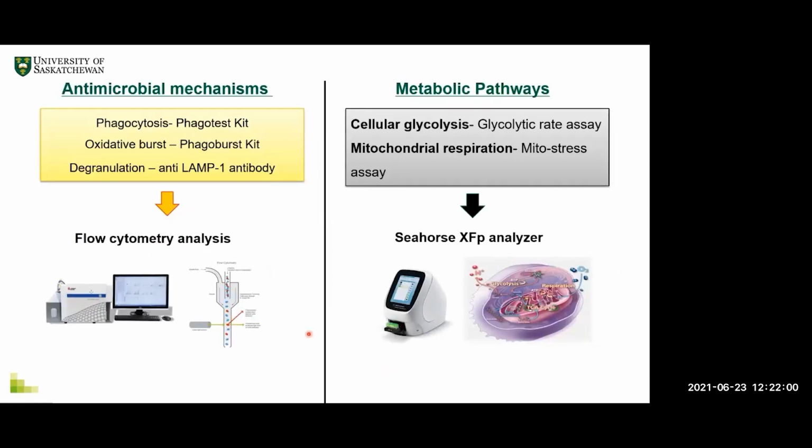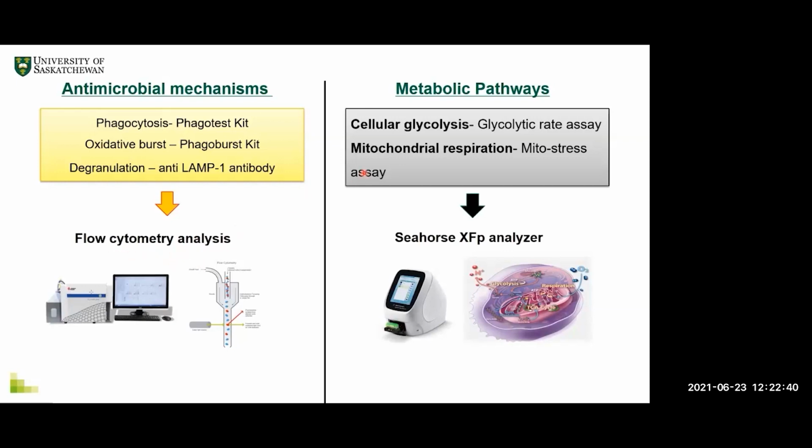Immune cells were isolated and the antimicrobial mechanisms were measured. Phagocytosis using Phago test kit, oxidative burst using a Phago burst kit, and for degranulation we used anti-LAMP1 antibody to stain the degranulated cells. And here I want to mention these two kits. These were originally designed for mammalian immune cells. Therefore, we had to optimize almost all steps, and we optimized a new protocol to measure chicken immune cell functions, and the results were obtained using a flow cytometer.